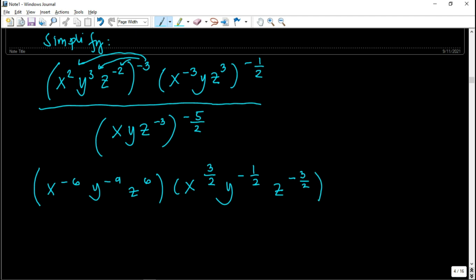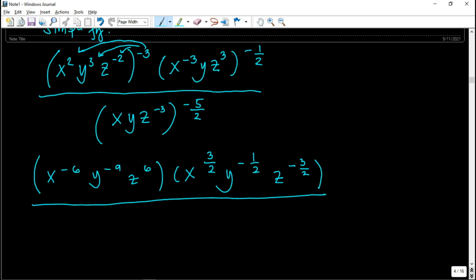Alright, so here we are at the denominator. It is divided by x raised to negative 5/2, then y raised to negative 5/2 also, since the exponent is just 1, so 1 times negative 5/2. Then we have z raised to negative 3 times negative 5/2. So negative 3 times negative 5, that is 15. So this is 15 halves.